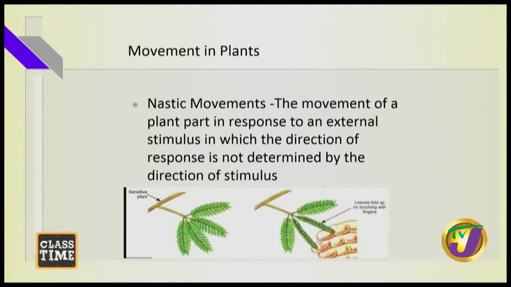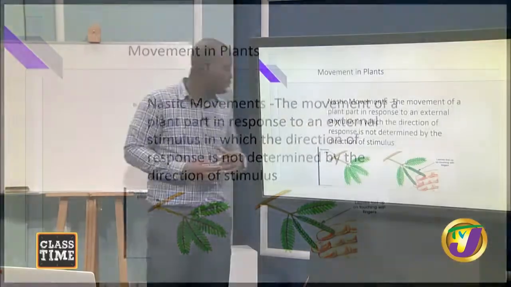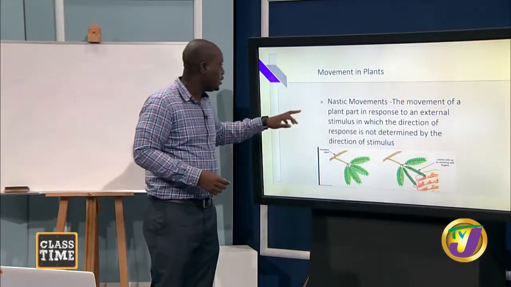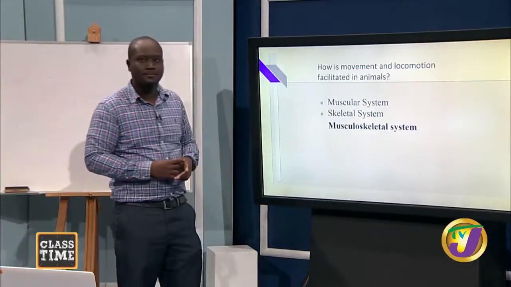So it's a non-growth movement, unlike tropism, and the movement in response to the stimulus is not in the direction of the stimulus, unlike phototropism and geotropism, where the plant grows towards the stimulus. In nastic movement, the movement is not determined by the direction of the stimulus. But as I said, when you do irritability, which is a topic that comes up in grade 11 biology, we'll go more into that.